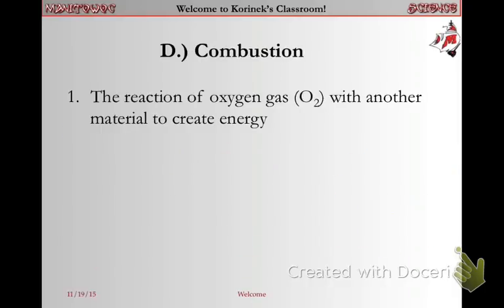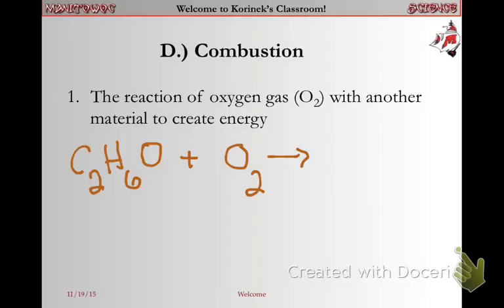It's defined as the reaction of oxygen gas with any other material to create energy. All right, so we're going to go ahead and combust ethanol. This is what my physical science class is doing right now. So ethanol has the equation of 2 carbon atoms, 6 hydrogens, and a single oxygen, C2H6O, and we're going to add that to oxygen gas. Okay, and then that is going to yield carbon dioxide plus water. Okay, and this is an example of a combustion reaction.